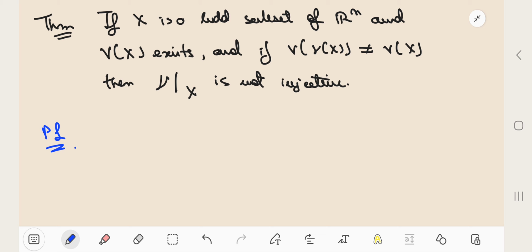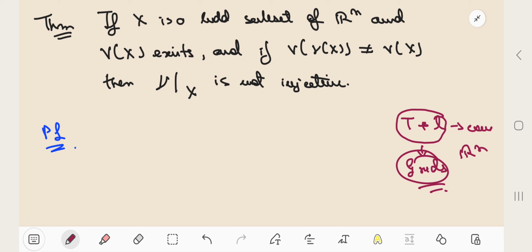So let's see the proof of this. First thing first, these things are to be kept in mind: the sets T plus L cover Rn, and each of these T plus L's resemble grids. So what we are typically doing is that we are gridding out Rn, and then we are doing our job.